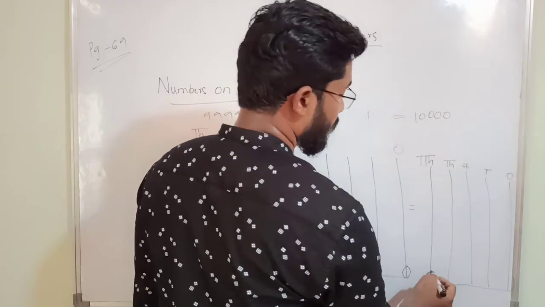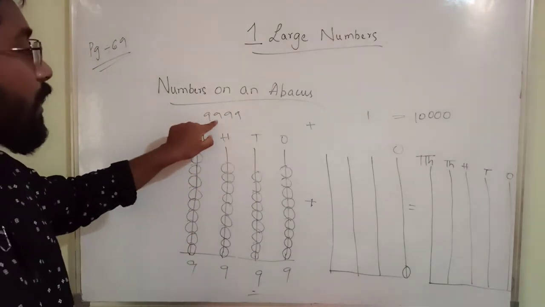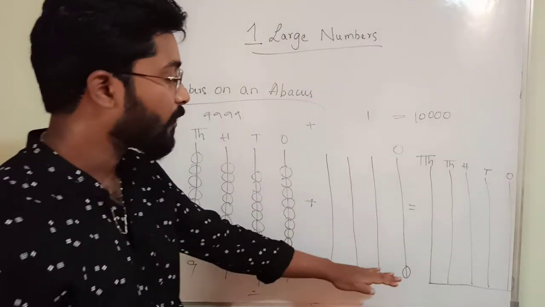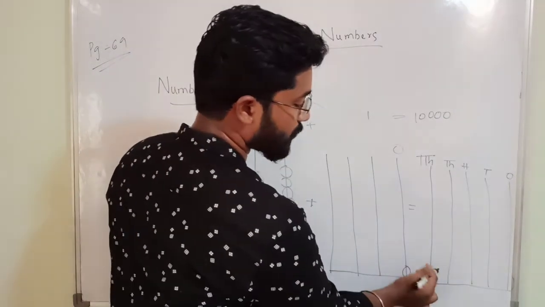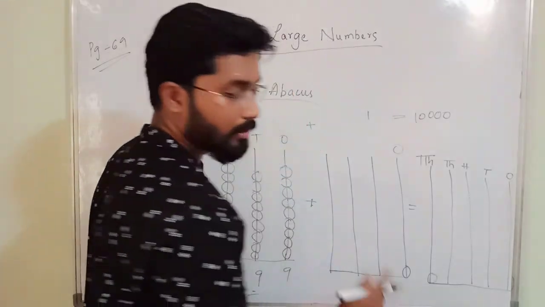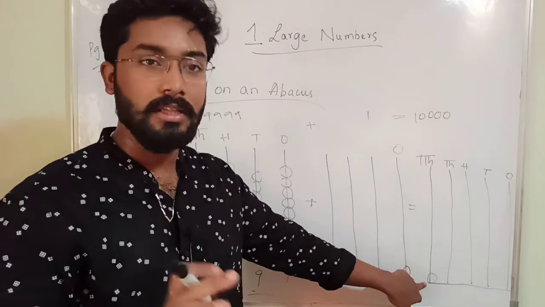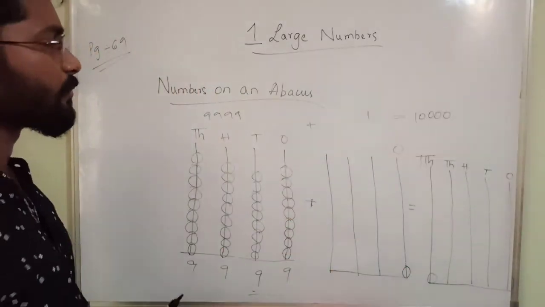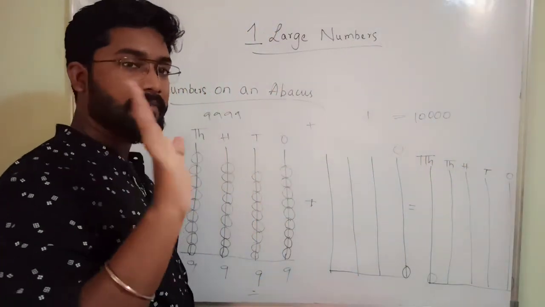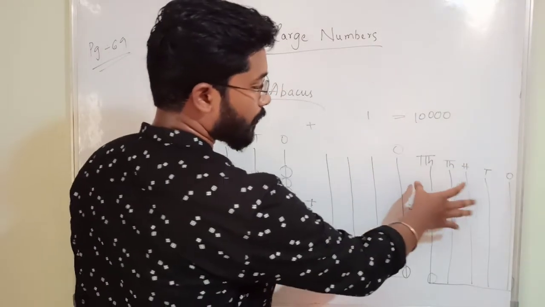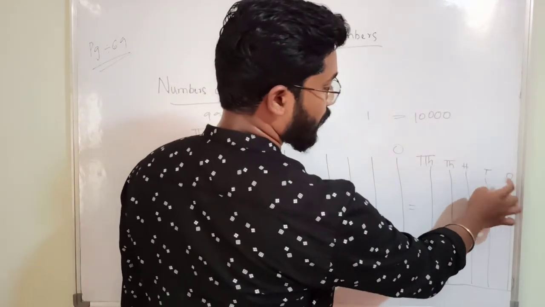This is the 10,000s place. So instead of drawing one abacus representing 9999 and drawing one more abacus representing 1, you can just take the fifth rod, that is the 10,000 rod, and keep 1 bead in that. Each bead value in this 10,000 rod is 10,000. Okay, so that's very simple. The numbers which are having 5 digits should be represented with 5 rods. Okay, starting from 10,000, 1000, 100, 10, 1. Okay, that's all.